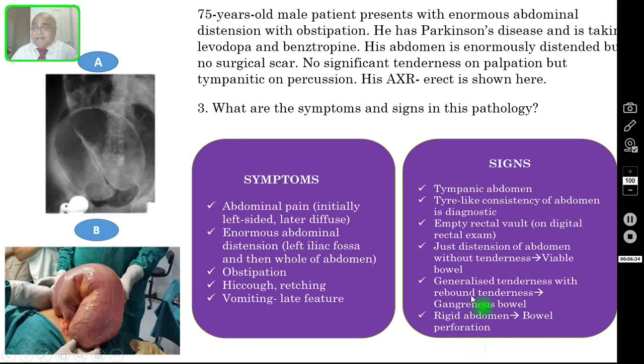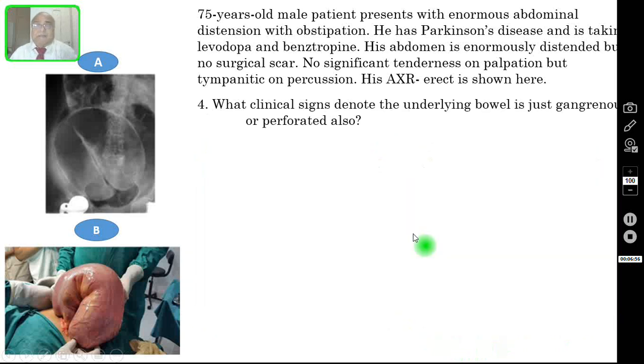So these signs are very important. If it is just distension, no tenderness, then it is viable bowel. If it is generalized tenderness with rebound tenderness, then the bowel is already gangrenous. If the abdomen is rigid, that is board-like rigidity, then the bowel is already perforated. So these signs are very important.